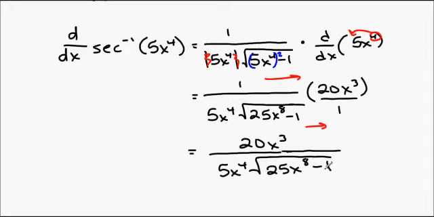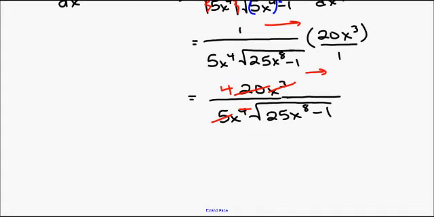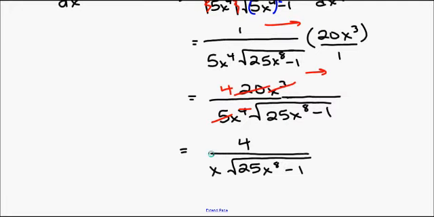Okay. This is going to stay, the radical is going to stay as it is, but outside the radical I see you have a 20 and a 5, and 20 goes into 5 4 times. I also have these x's. If I simplify them, all these are going to go away, and I only have 1 x left on the bottom, which gives me my final answer here of 4 over x times the square root of 25 x to the eighth minus 1.